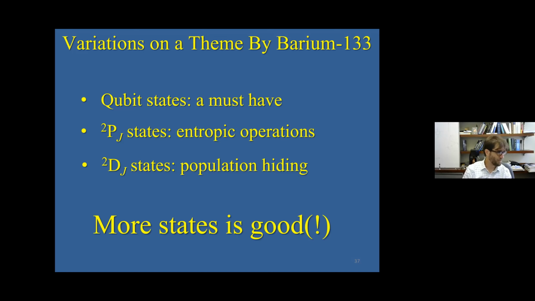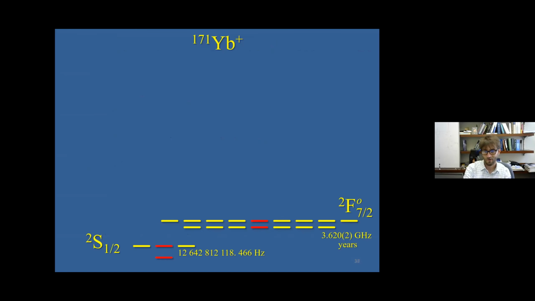And this is probably not something that I would have said 10 years ago. 10 years ago, I would have said you want the simplest possible atomic structure so that you don't have to have repumps and everything gets easy. But the more states you have, as long as they are well behaved, the more you can do with your atom. We are now getting very good at working with these atoms, and so we can get more creative with the structure. And so one example of that is in the ytterbium F state.